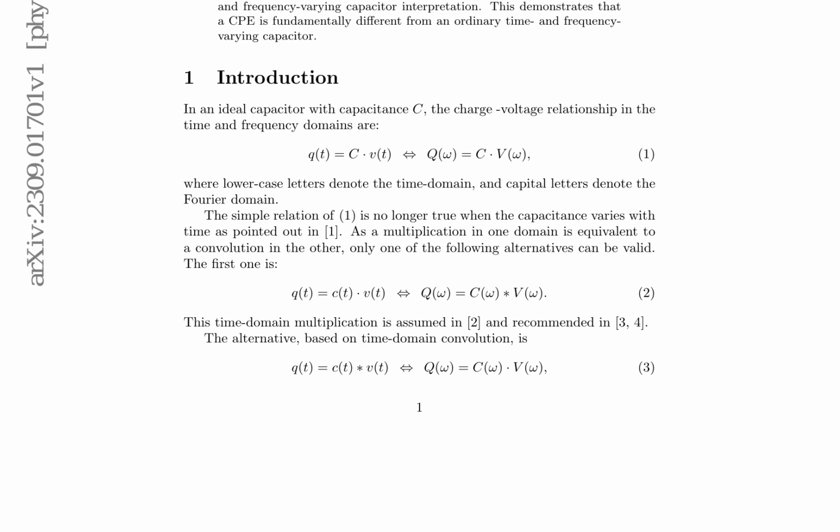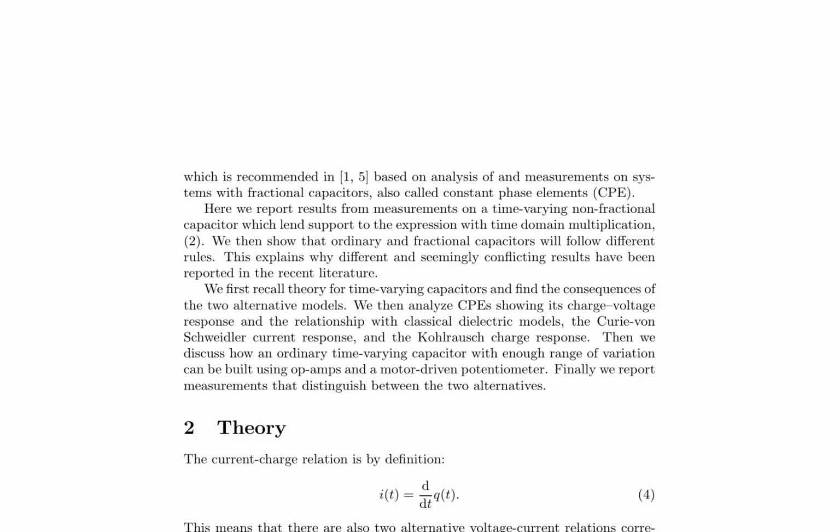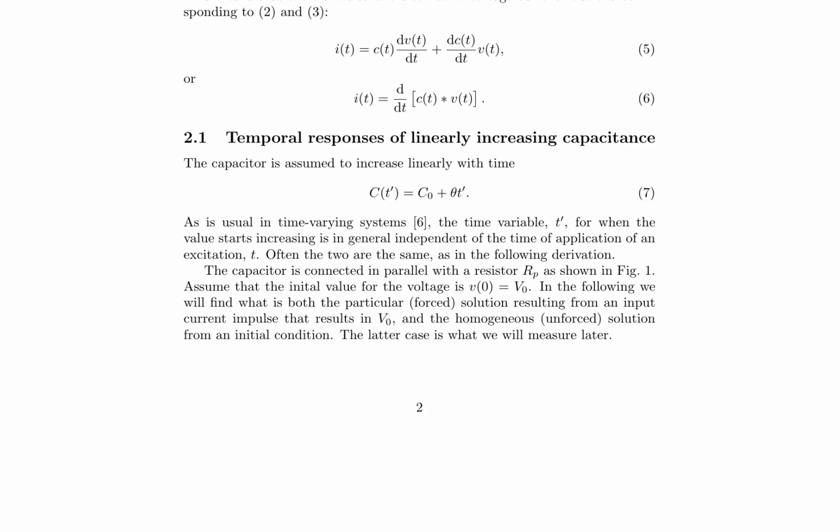This is in contrast to the common interpretation of constant phase elements, CPEs, in time and frequency varying capacitors. The study then delves into the theoretical aspects, including the current charge relation and the voltage-current relations corresponding to the two alternatives. It also discusses the temporal responses of linearly increasing capacitance, highlighting the difference between the forced and unforced solutions. The research concludes by reporting measurements that distinguish between the time domain multiplication and convolution models, supporting the former and explaining the differing results in the literature.